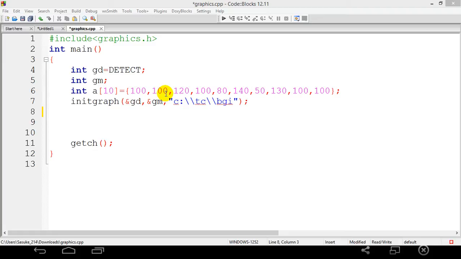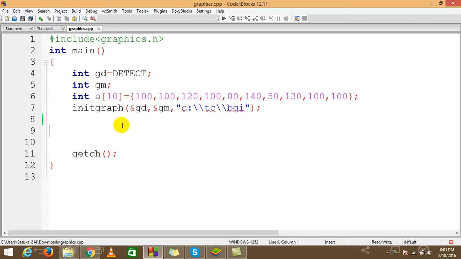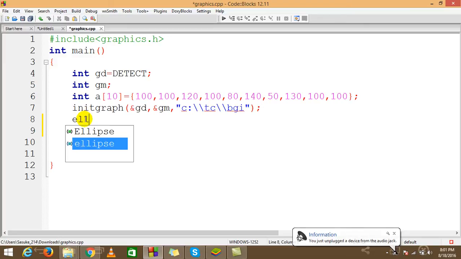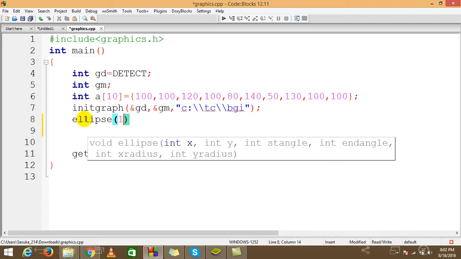Today's video is about drawing an ellipse in C++ or C programming using graphics. So before explaining how it is done, I'm gonna show you first by drawing it. Just concentrate now here on the arguments. After that, I'm gonna explain. For drawing an ellipse, we have a function called ellipse, which takes lots of arguments.